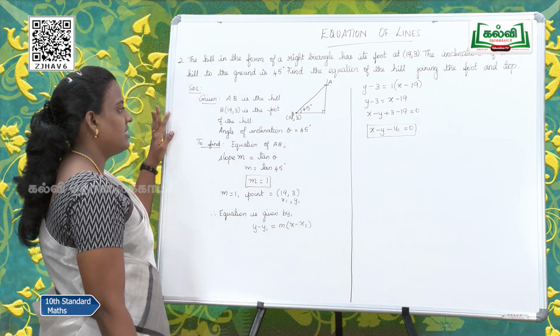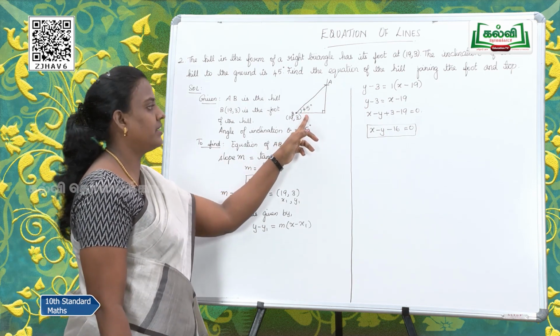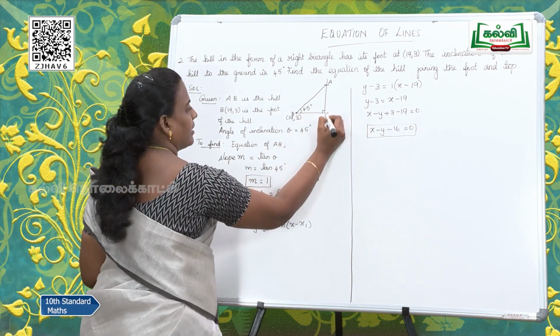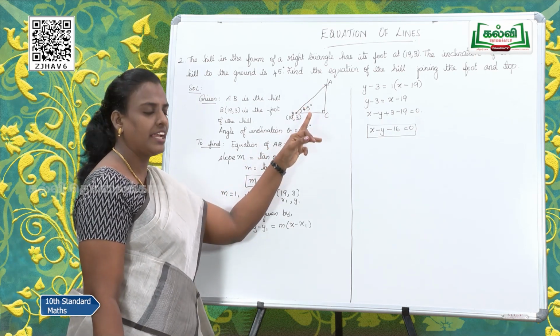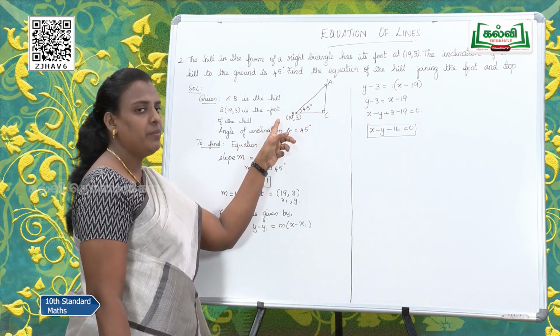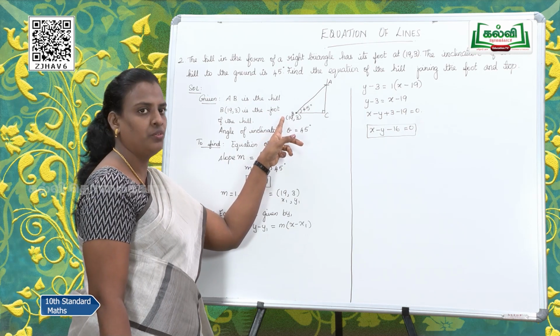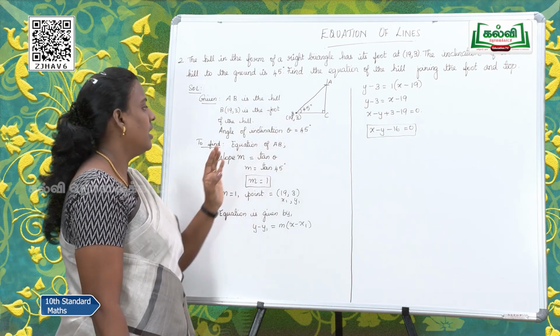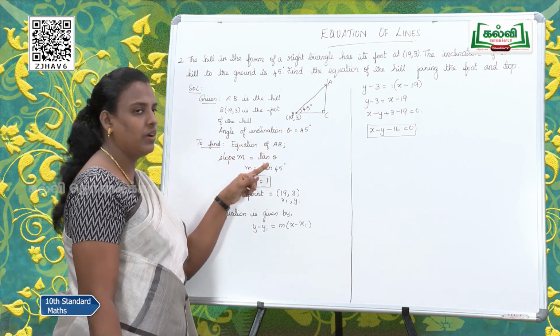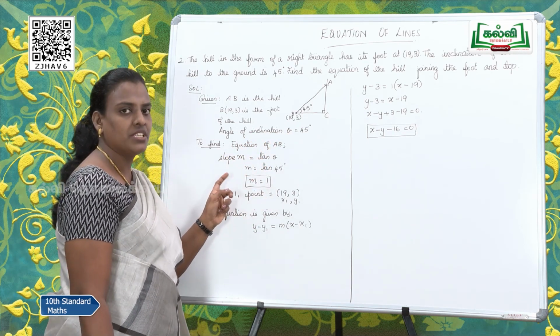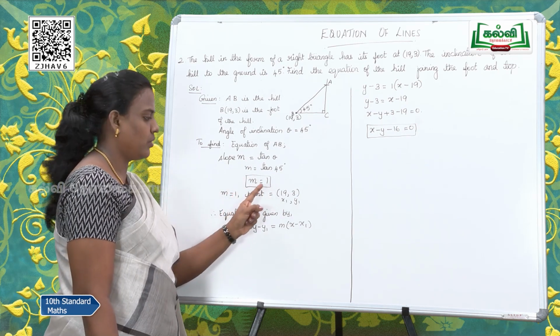So the hill is given and it is making an angle of inclination. Maybe here I can take it as C, 45 degrees. It is forming a right angle triangle and let B be the foot of the hill. The foot of the hill is (19, 3). So how to find the slope when the angle of inclination is given? m is equal to tan theta. So m is equal to tan 45. So m is equal to 1.